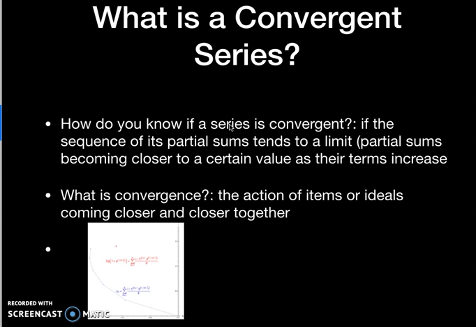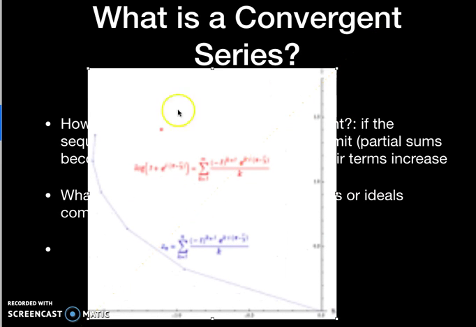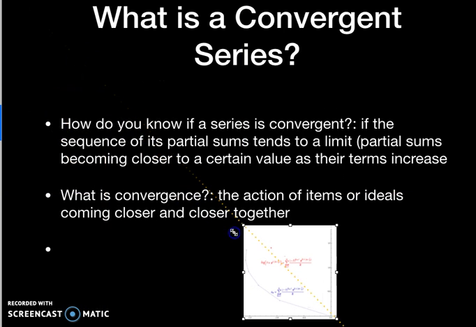And what is convergence? It is the action of items or ideas coming closer and closer together. As you can see on this little graph, with both of these equations, the blue line is getting closer and closer to a point. It's converging.